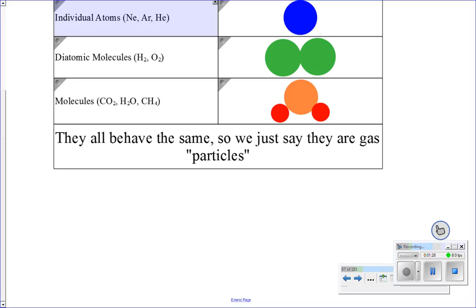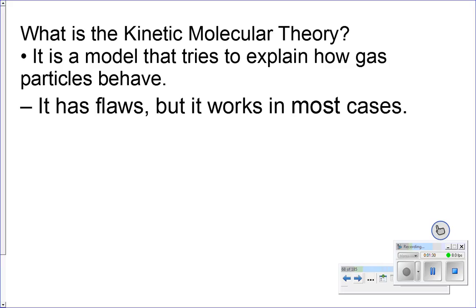The kinetic molecular theory is indeed a theory. It's a model that is trying to explain how gas particles behave. There are four major parts to this. Some of them work better than others. So there are flaws to this, but in most cases it works. There are going to be what we call deviations from this, where we'll say, oh, the theory isn't working so well for that. But overall, the kinetic molecular theory does a pretty nice job at describing how gases behave.